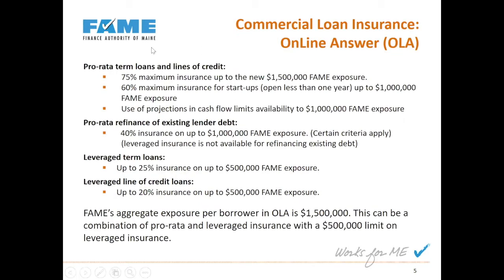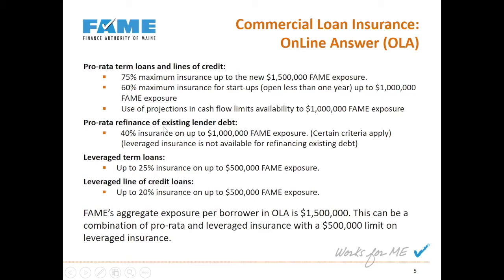So we're going to go over our insurance limits. Pro rata term loans and lines of credit are eligible for 75% maximum insurance up to our new $1.5 million FAME exposure. 60% maximum insurance for startups, open less than 1 year, up to 1 million FAME exposure. Use of projections in cash flow limits availability to 1 million FAME exposure.